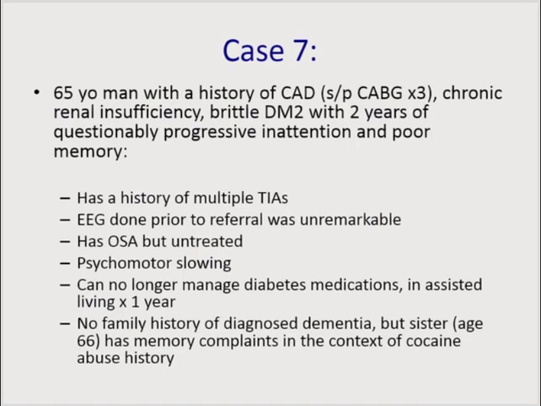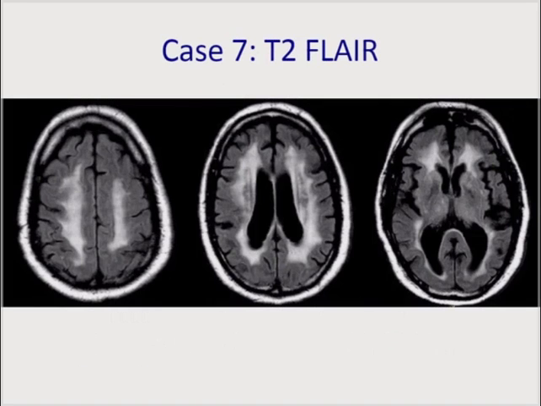He had substantial psychomotor slowing, but his answers were interesting. They were actually quite accurate, although very slow. He was pretty slow to respond. His difficulty in attention was sufficient that it caused him to move to assisted living because his ability to manage his own diabetes medications was so poor that he was having multiple admissions for ketoacidosis. He had no family history of diagnosed dementia, but his sister had memory complaints, but she also had a history of drug abuse. So here was his imaging, quite dramatic confluent white matter hyperintensities.